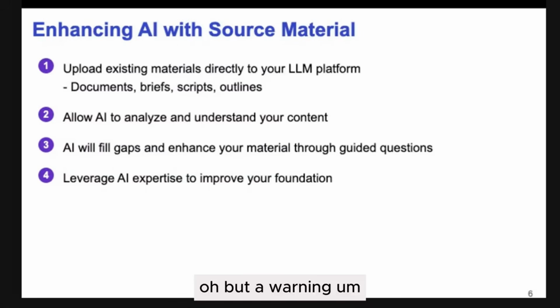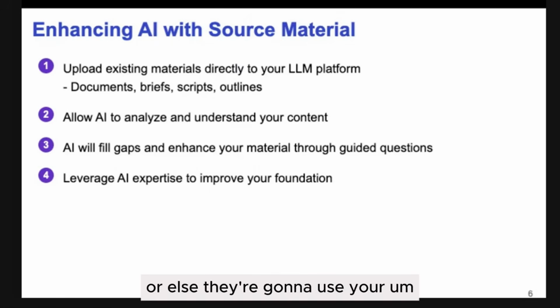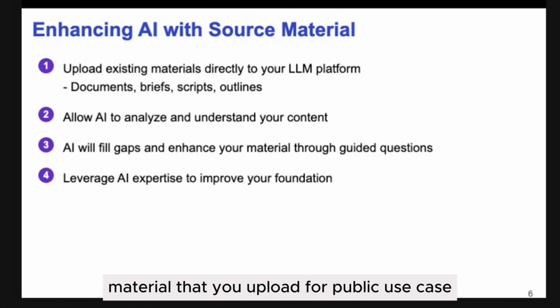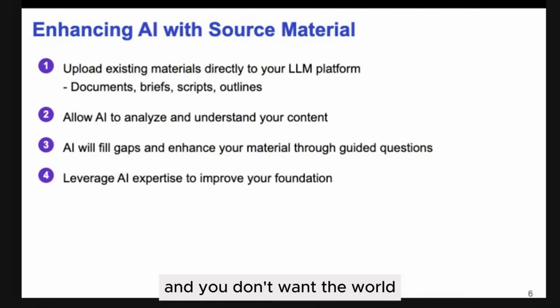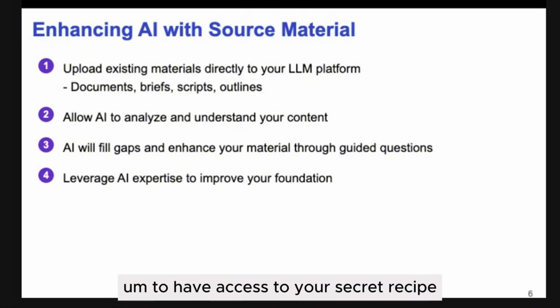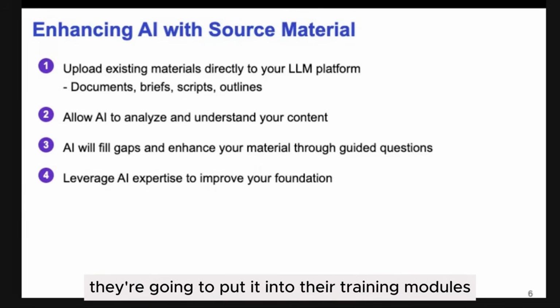Oh, but a warning, you have to change your settings on ChatGPT, or else they're going to use the material that you upload for public use. So if you have anything that's patent pending and you don't want the world to have access to your secret recipe for the restaurant that you're opening, then you have to turn that off. Otherwise, they're going to put it into their training models.